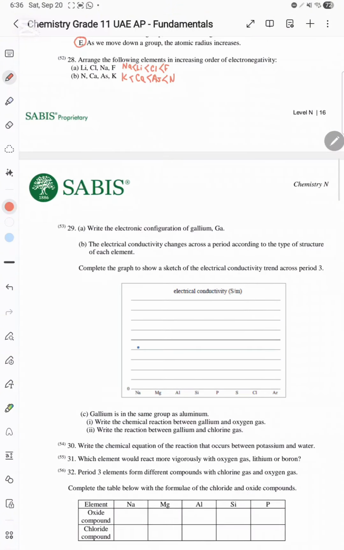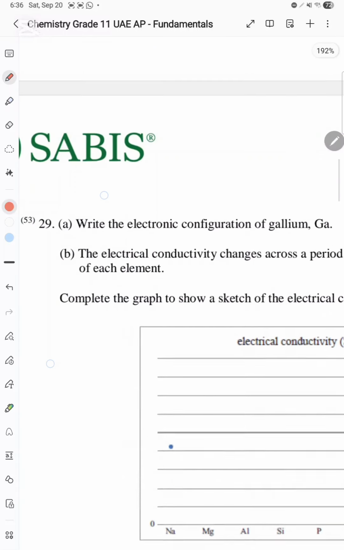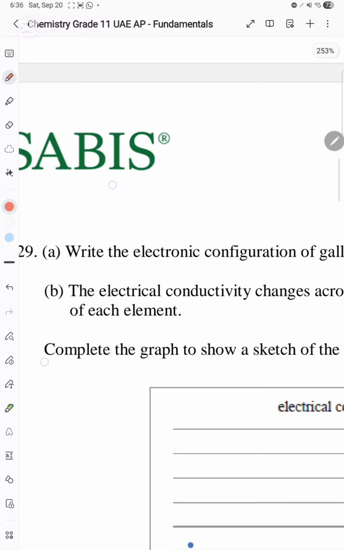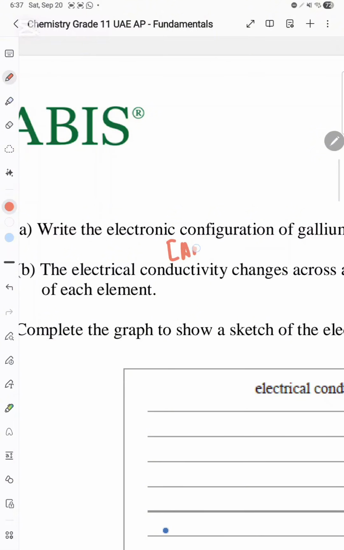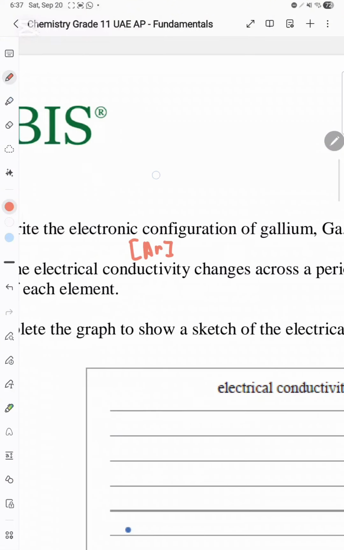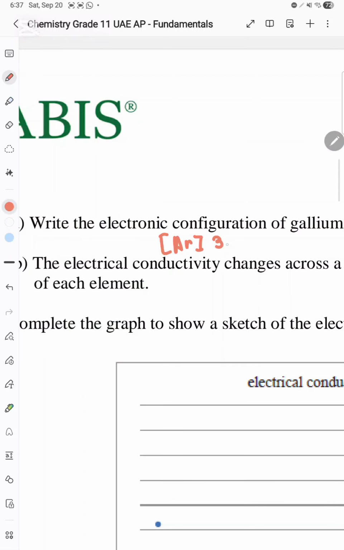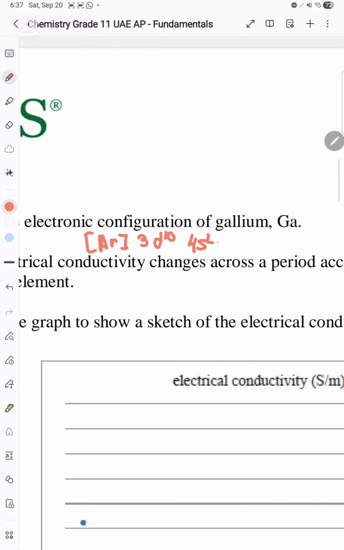Now write the electronic configuration of gallium. I don't know why we're doing this. So gallium is 31, and the next, okay, so it's argon, 3d10, and then 4s2. Wait, is gallium, yeah, it's 31. Anyways, and then 4p1.